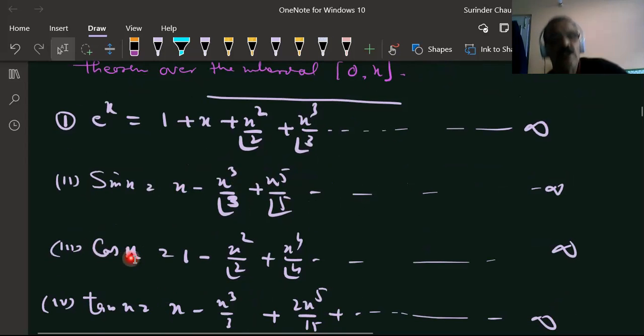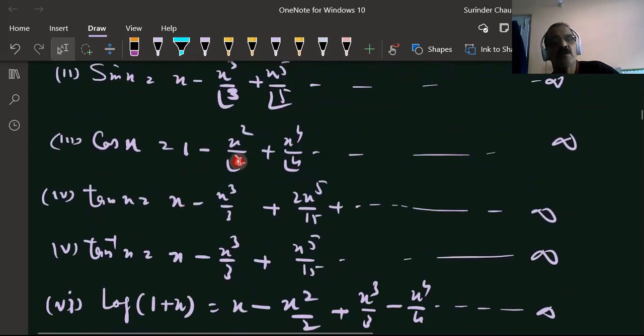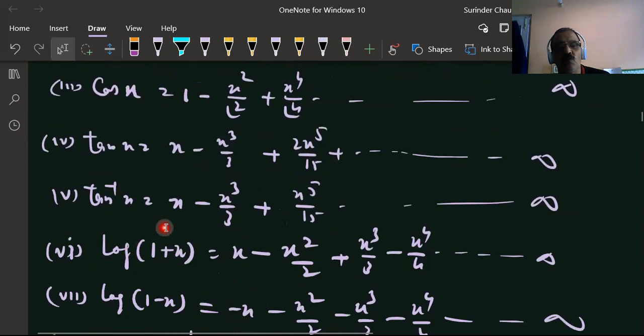If cos x is there, we replace it by 1 minus x squared by 2 factorial plus x to the fourth by 4 factorial, and so on. If tangent x is there, we replace it by x plus x cubed by 3 plus 2x to the fifth by 15, and so on. If tangent inverse x is there, we replace it by x minus x cubed by 3 plus x to the fifth by 5, and so on.